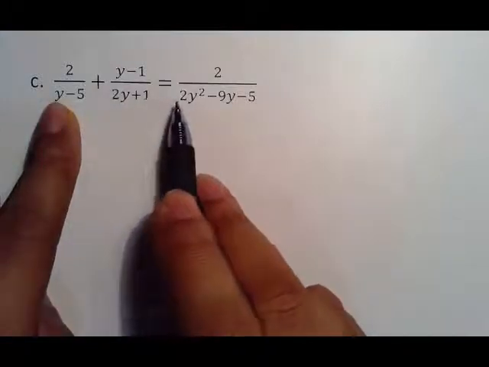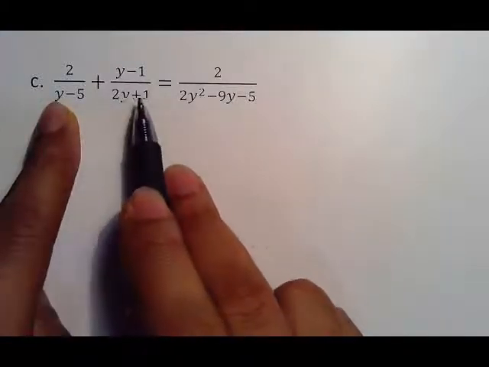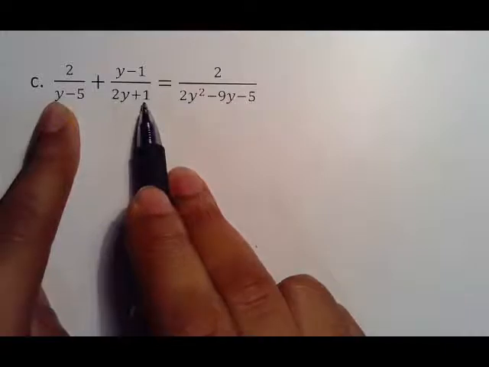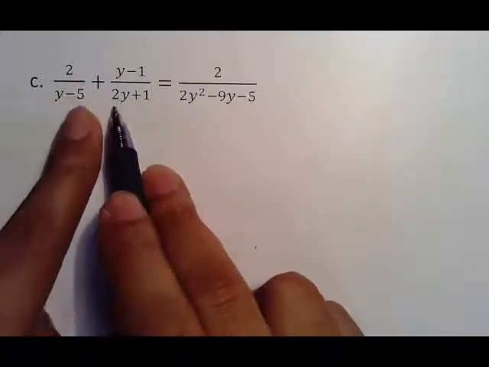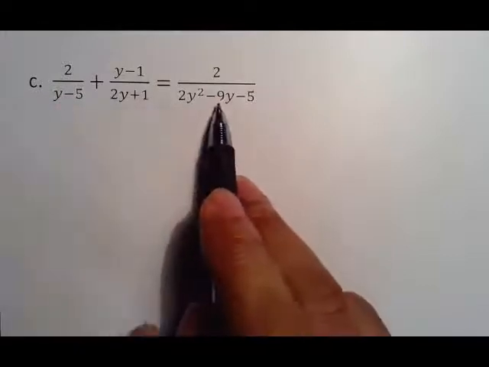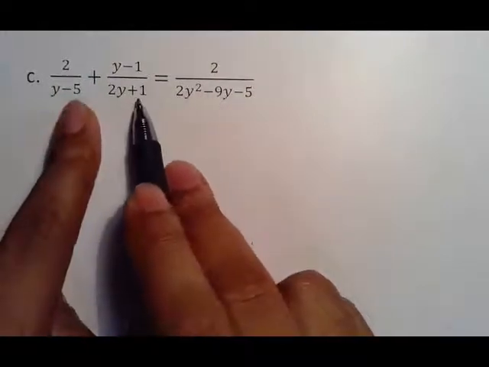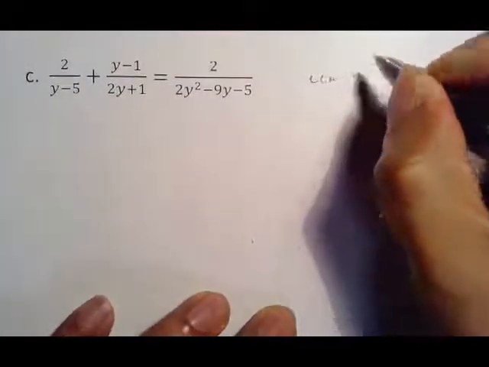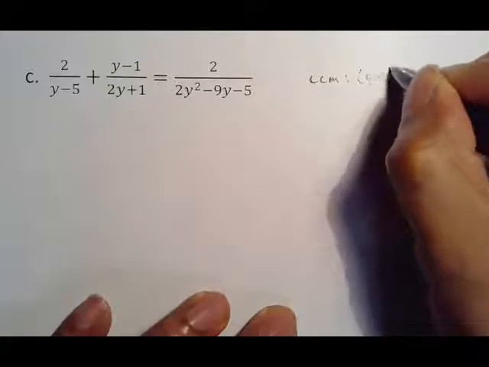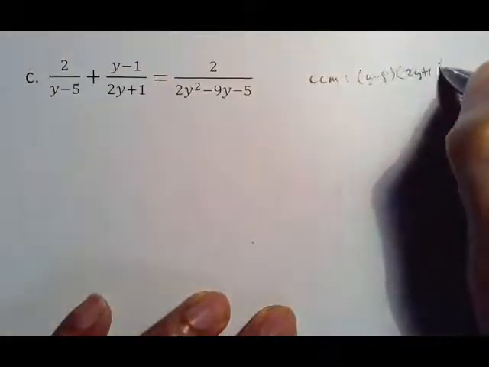2y times y is 2y squared. That's going to make 1y, which put that in your memory. That's going to make -10y, -10, and +1 do make -9, which is good. And then -5 times +1 does make -5, which means that is my LCM of y minus 5 and y plus 1.